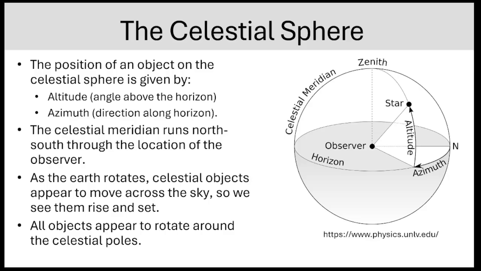First, we have altitude. Altitude is basically the angle from this plane where the observer is at, known as the horizon. Sorry, altitude is the angle above this horizon, and the horizon is basically the plane that the observer is at.